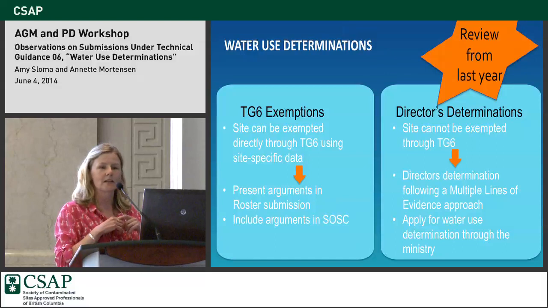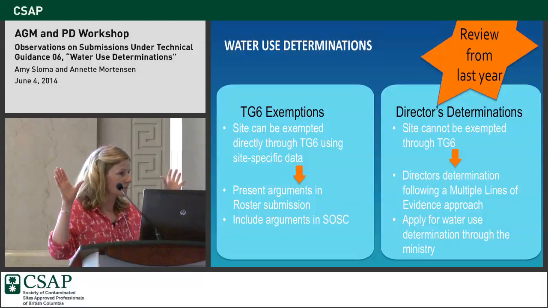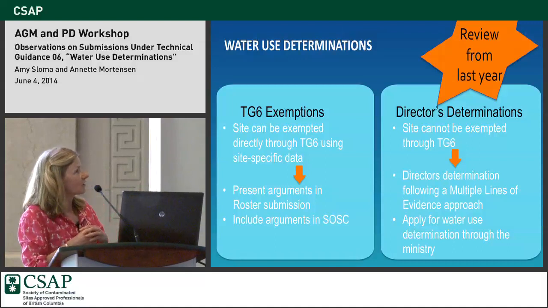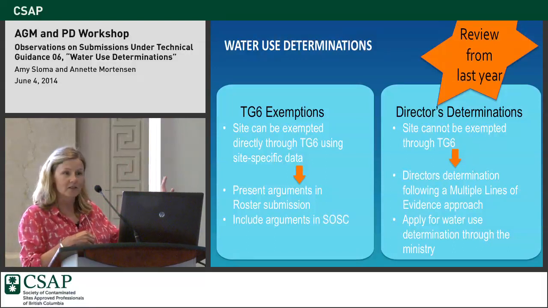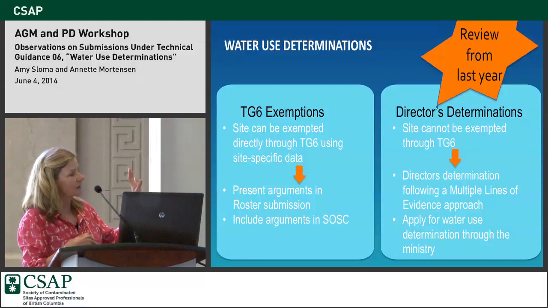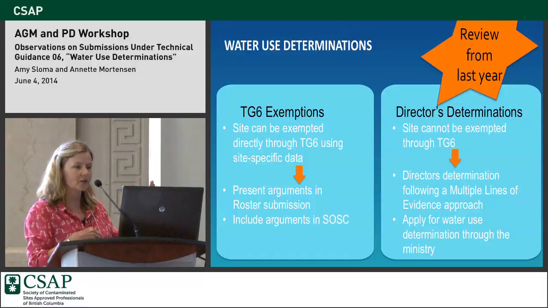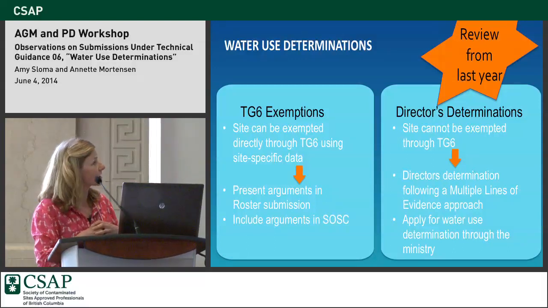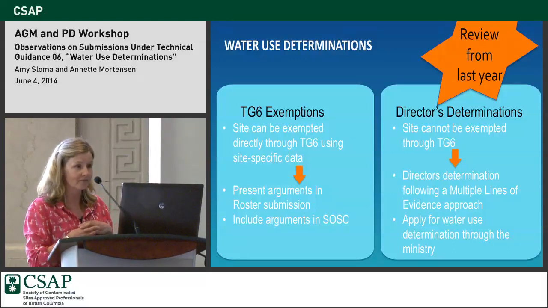It explained how you have these two different streams for exempting a site from water use. You can either exempt it directly through TD6 using site-specific data. If that is the case, then you just present your arguments in your submission and you include the information in your summary of site condition.